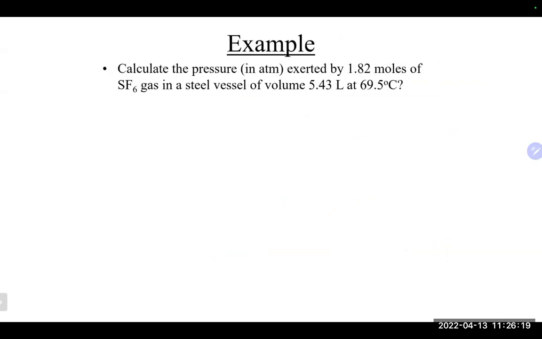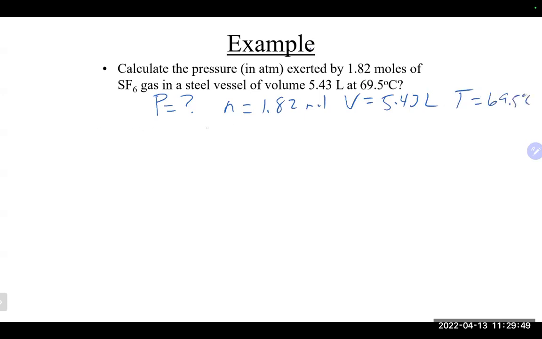All right, well, all that build up, let's do one here. Calculate the pressure exerted by 1.82 moles of SF6 gas in a vessel that has a volume of 5.4 liters and a temperature of 69.5. Not sure what to use in terms of gas laws. We are obviously looking for a pressure. We have moles given to us. We also have a volume. And we have a temperature, which is 69.5 degrees Celsius.